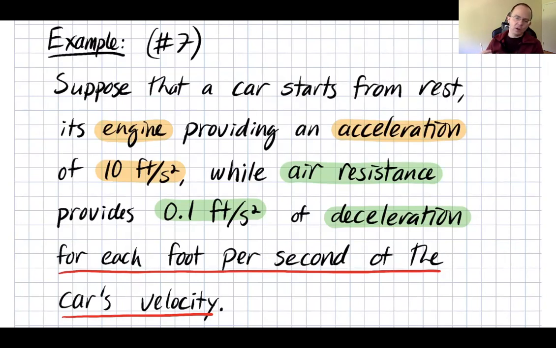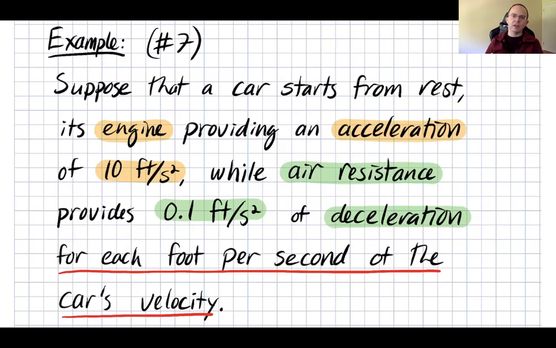So if the car is traveling 10 feet per second, then the deceleration will be 1 foot per second squared. And if we're going 20 feet per second, then the deceleration will be 2 feet per second squared. Okay, so that's the idea.